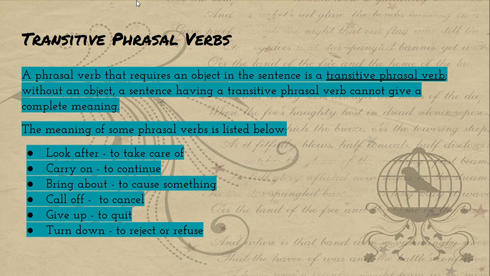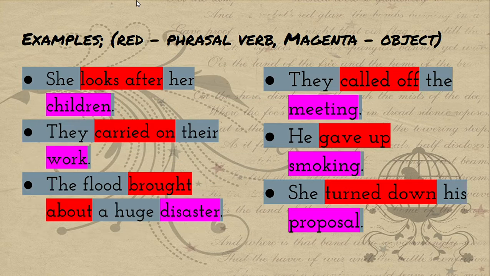So the meaning of some phrasal verbs, for example, look after, carry on, bring about, call off, give up, and turn down. So let's look at their examples here. She looks after her children. Now, if you just said she looks after, well, she looks after her. The object is her children.